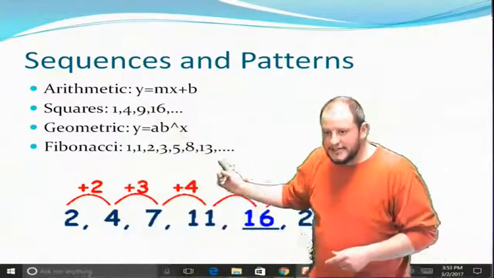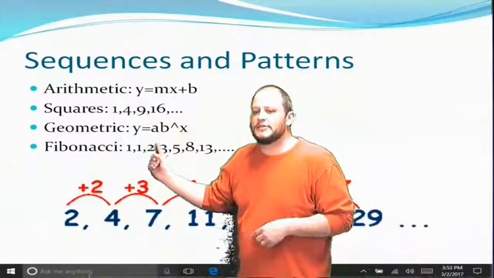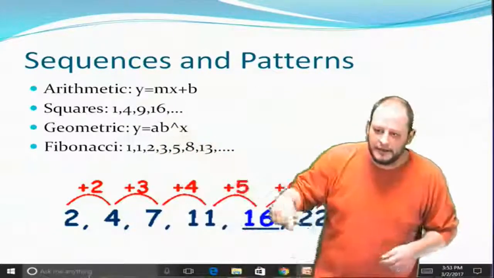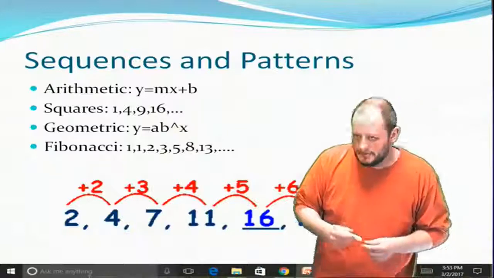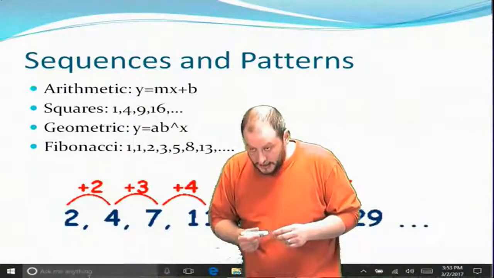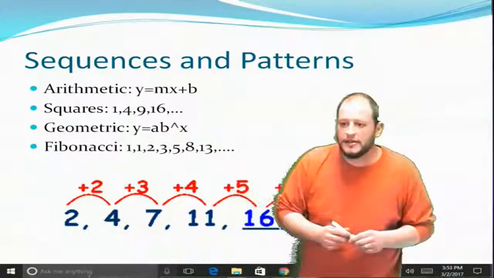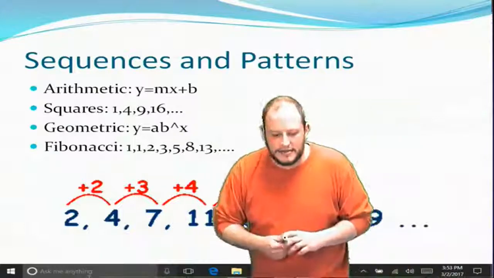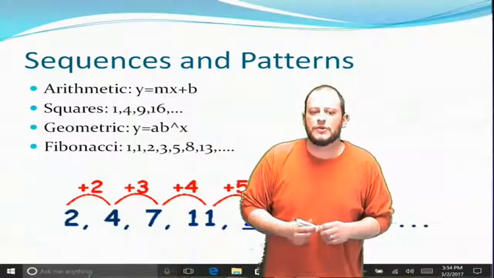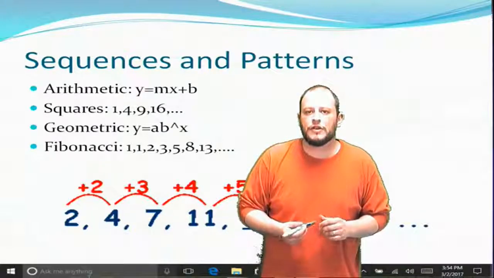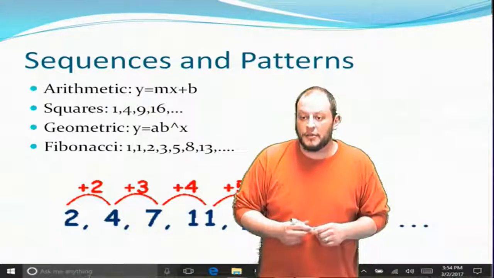The geometric sequence is probably the one that might throw you most for a loop. It's of the form a equals b to the x. That one we're going to talk about right here in a minute. It's one of ours on the practice test that I gave you. So yeah, we're going to take a look at that.